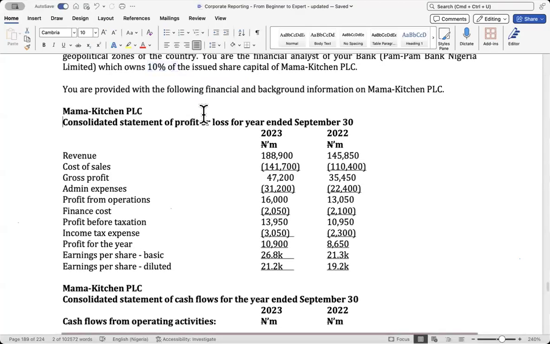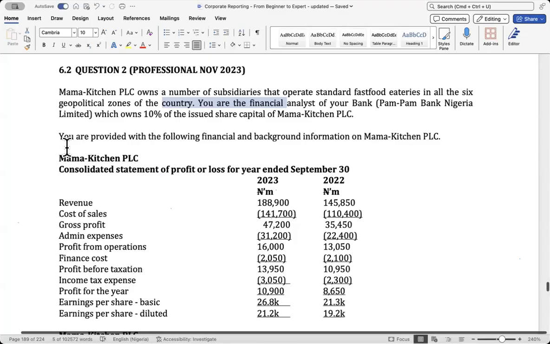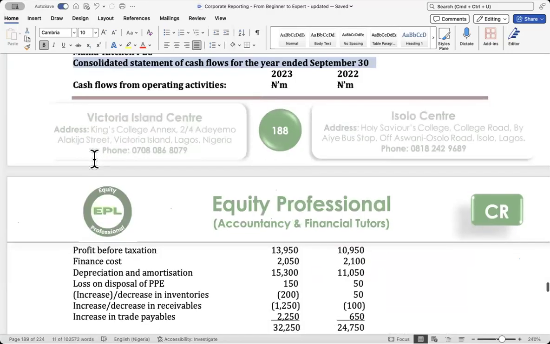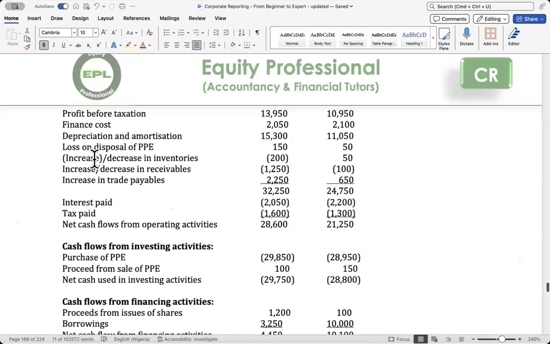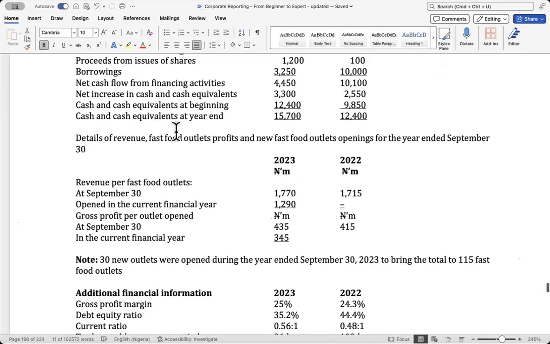They gave me the consolidated P&L of Mama Kitchen. Of course, since it has a number of subsidiaries, they gave me the consolidated statement of cash flows. I mean, that analysis of cash flows I explained to you will be helpful here. They also gave me details of revenue per fast food outlet and new fast food openings for the year ended September of the current year. Notes: 30 new outlets were opened during the year to bring the total to 115.